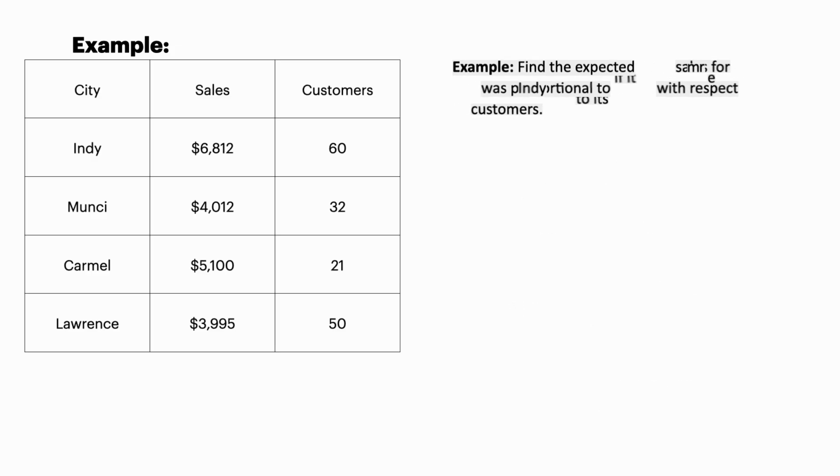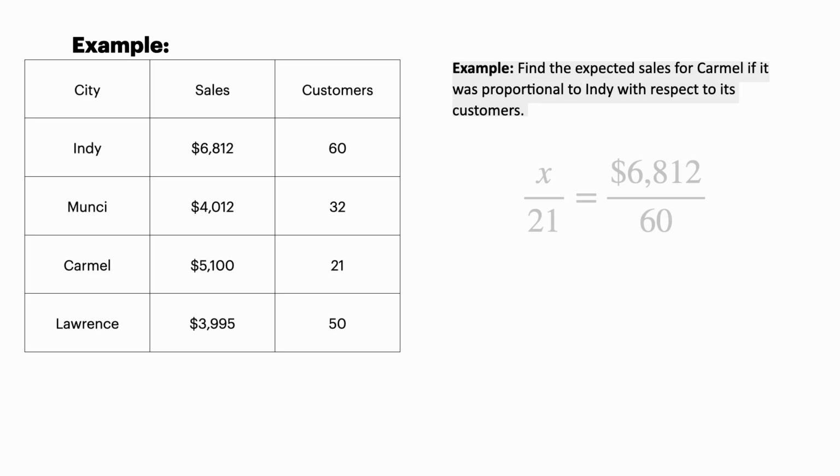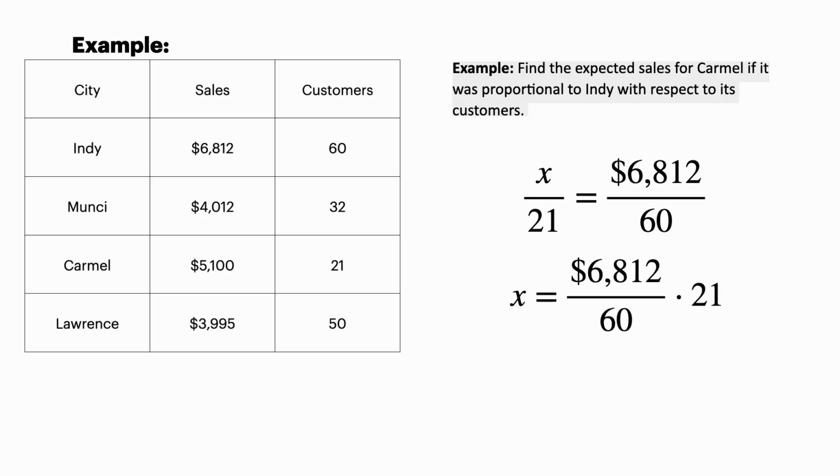Awesome. Let's look at another example. Find the expected value sales for Carmel if it was proportional to Indy with respect to its customers. So this time, we're saying, okay, use the information that's given for Indy and see what the sales figures would be for Carmel. So it's very similar to the last problem, except it's different cities. So x over 21, 21 being 21 customers for Carmel. On the right-hand side, we have Indianapolis. We have our sales figures divided by the customers. If we multiply both sides by 21, then we can find the sales figures.